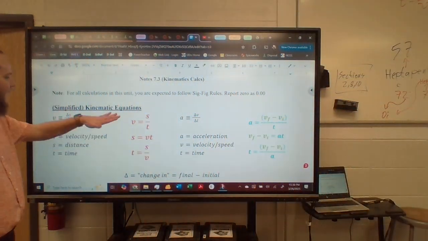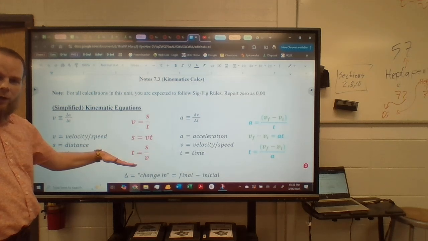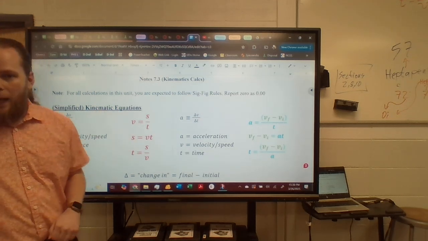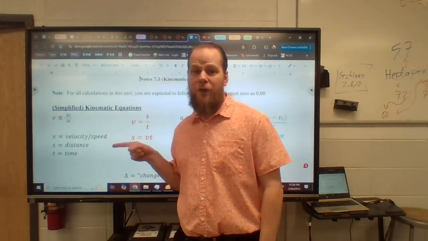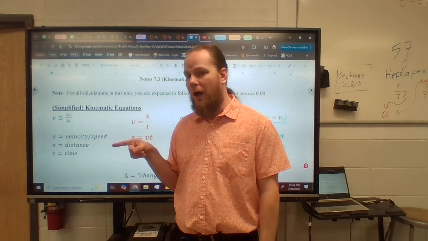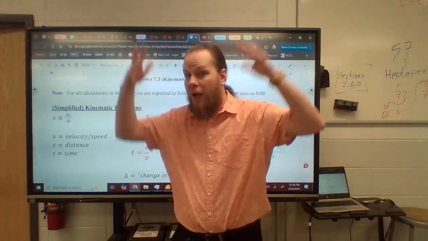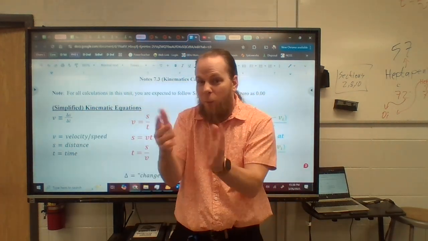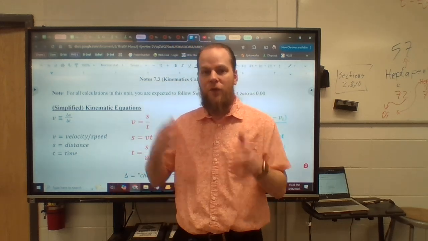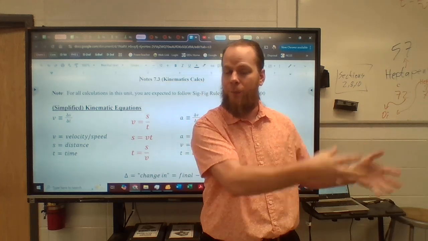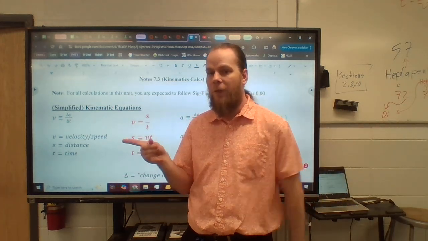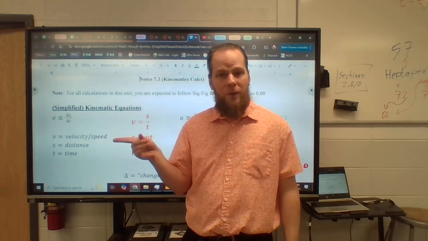So we have our three velocity equations, the main ones that we are going to be working with today. The variables, you just have to memorize what these are. V is always going to be velocity or speed. Can be either because they are the same thing, except that one has direction. The magnitude of the velocity is the same as the magnitude of the speed. The units are going to be the same as well. The only difference is the direction. So velocity or speed, both are going to be V.